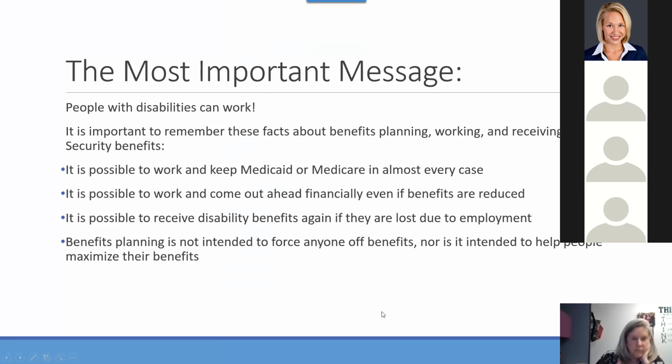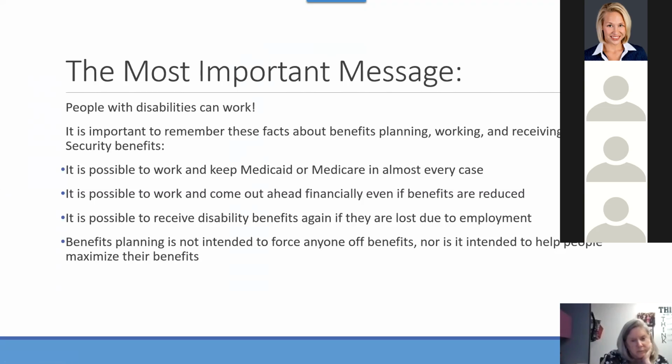The important message that we want to convey is that people with disabilities can work. It's possible to work and keep Medicaid or Medicare in almost every case. It's possible to work and come out ahead financially, even if your check goes down. It's possible to receive disability benefits again if they're lost due to employment.